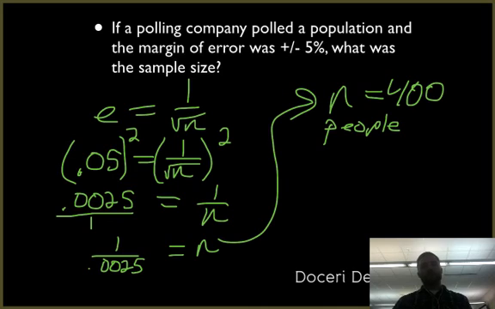So that's how we use margin of error. That's how we figure out what type of sample we're using. We looked at unbiased and biased sampling. And that's it for section 4.